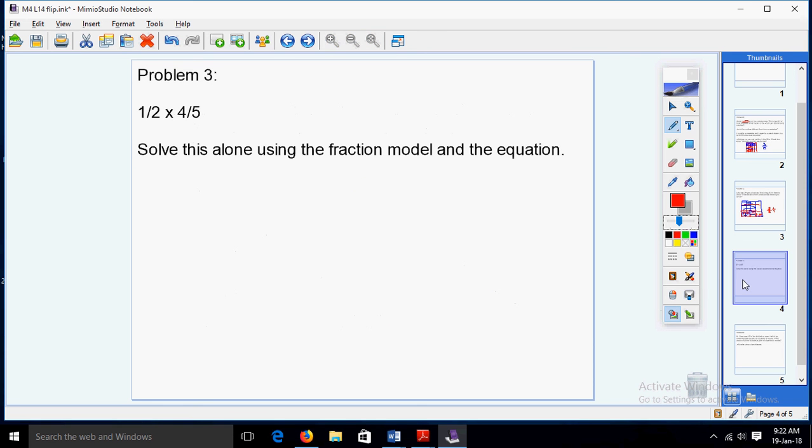Now we don't have a word problem for this one. I just want you to solve 1/2 times 4/5 using your fraction model and the equation. I'm not going to solve this one. This will show up on the quiz. So you can pause here and solve it, and then at the end, you'll see on the quiz that this problem is there.